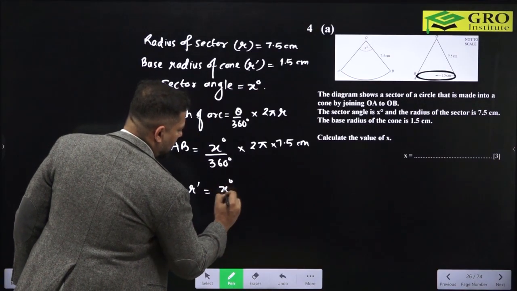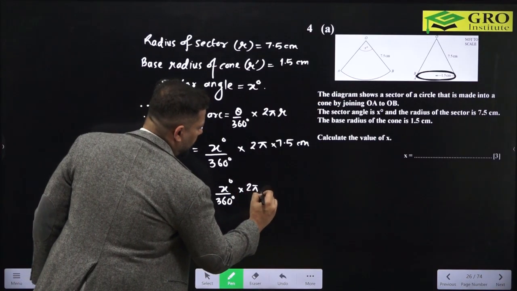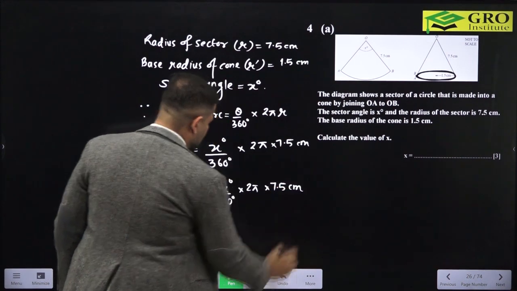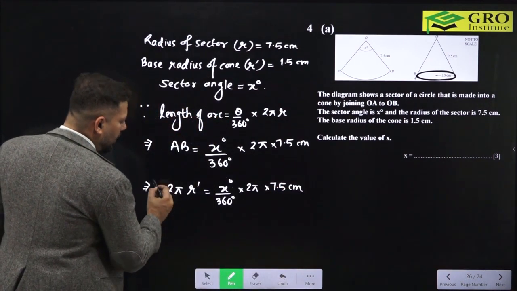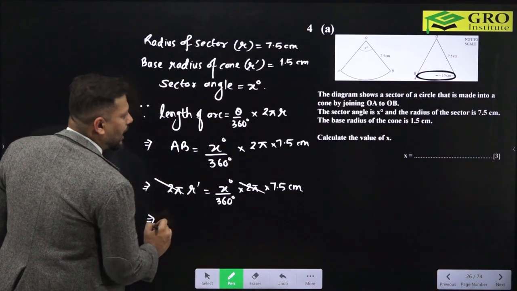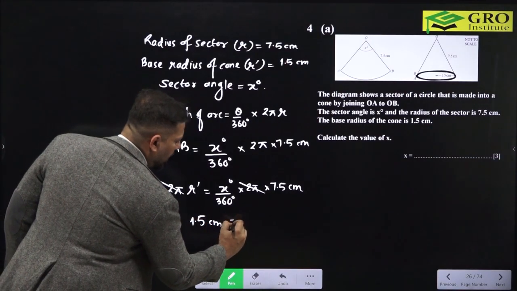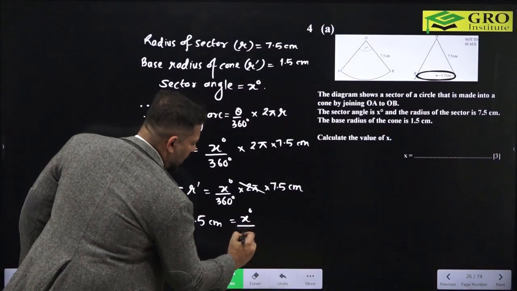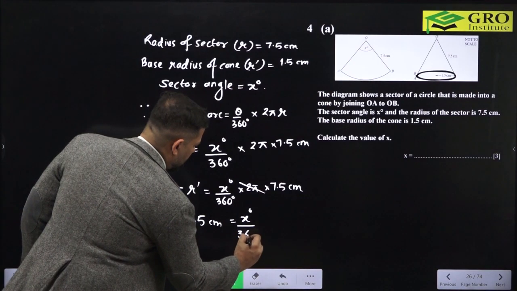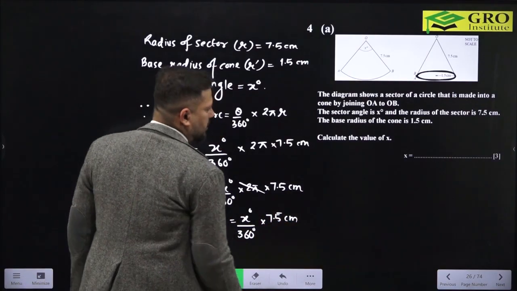So this is x degrees upon 360 degrees times 2 pi times 7.5 centimeter. Right, guys? What I see over here is that we can cancel this 2 pi with the 2 pi, and we know what r dash is. R dash is actually 1.5 centimeter, and here we have x degrees, and here we have 360 degrees times 7.5 centimeter. Isn't it, guys?